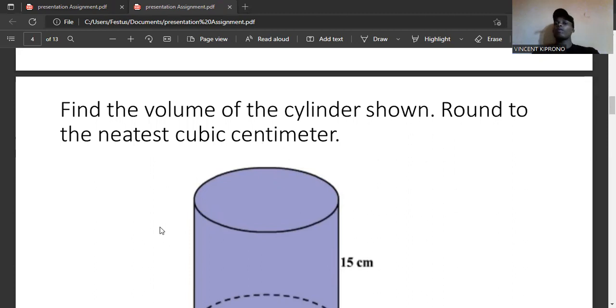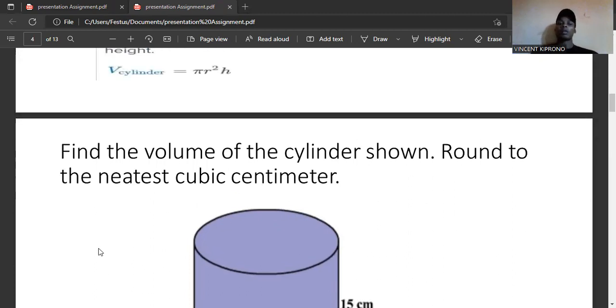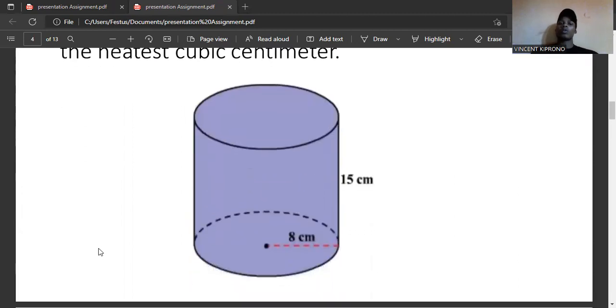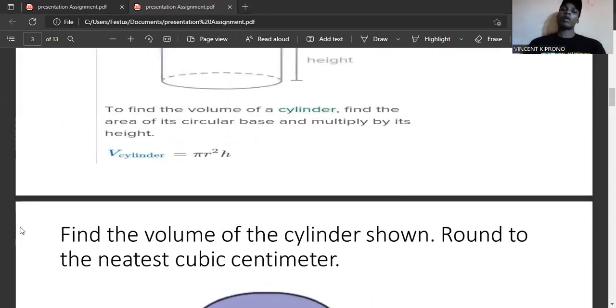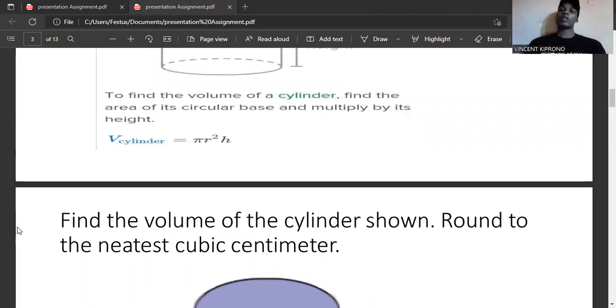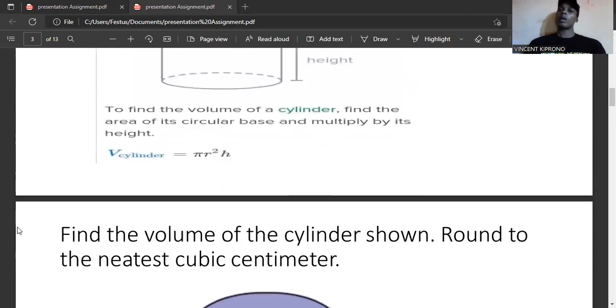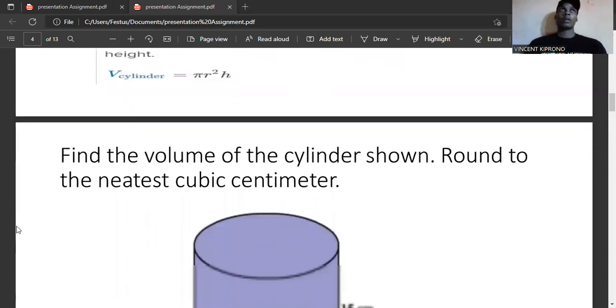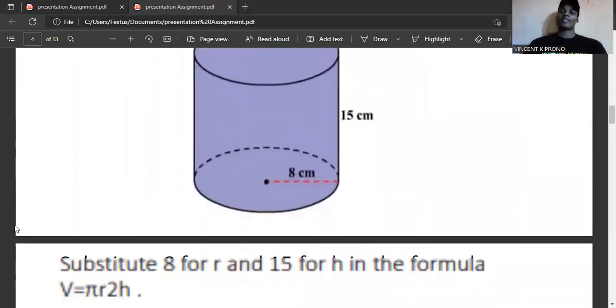Find the volume of the cylinder shown, rounded to the nearest cubic centimeter. So we have a cylinder there. We have a radius of 8 centimeters and a height of 15 centimeters. And we have been told that when finding the volume, we use pi, which is 3.14, and then the radius, which is 8, we square it. Then we multiply by the height, which is 15.